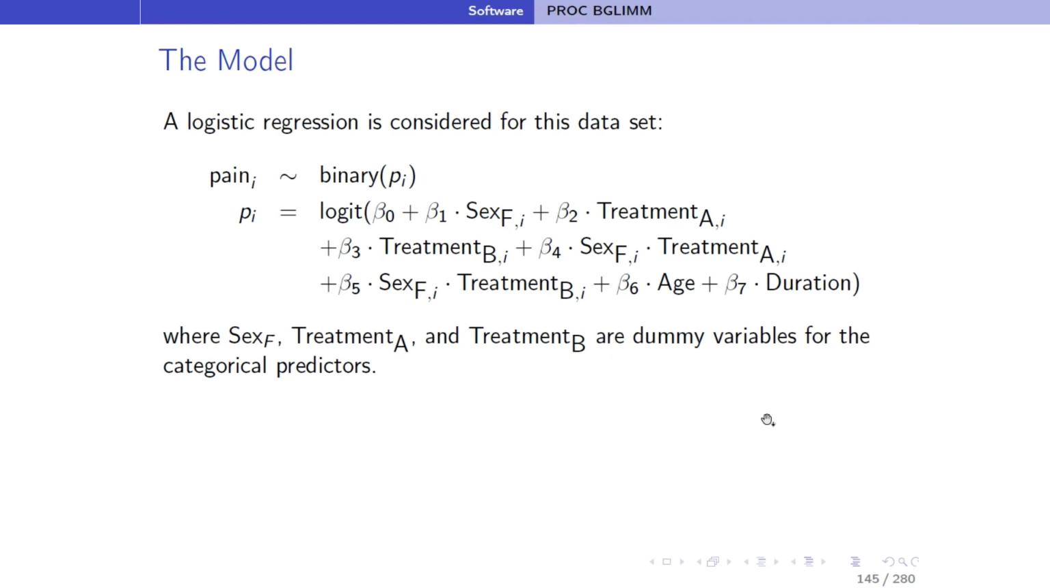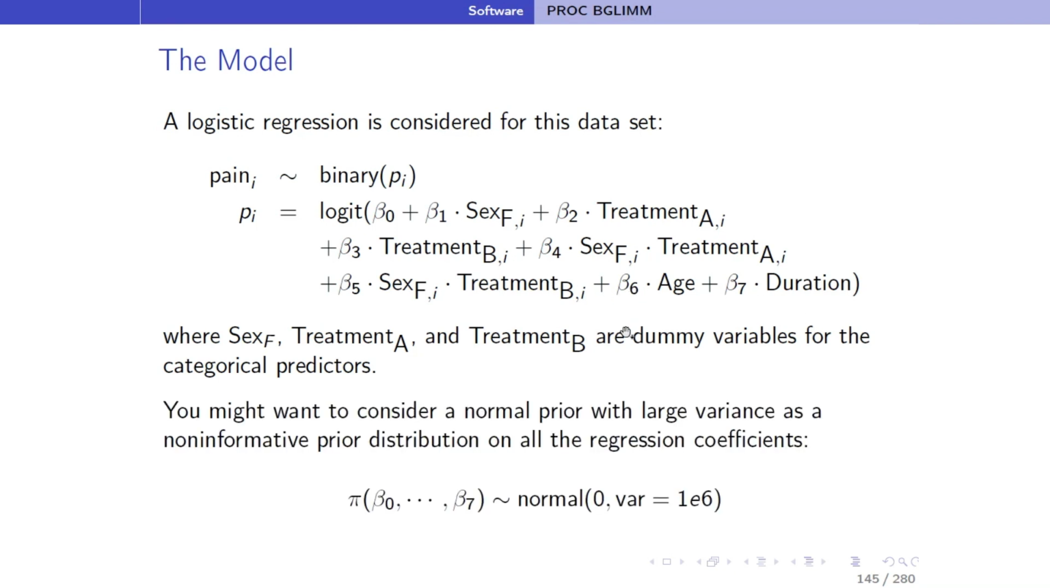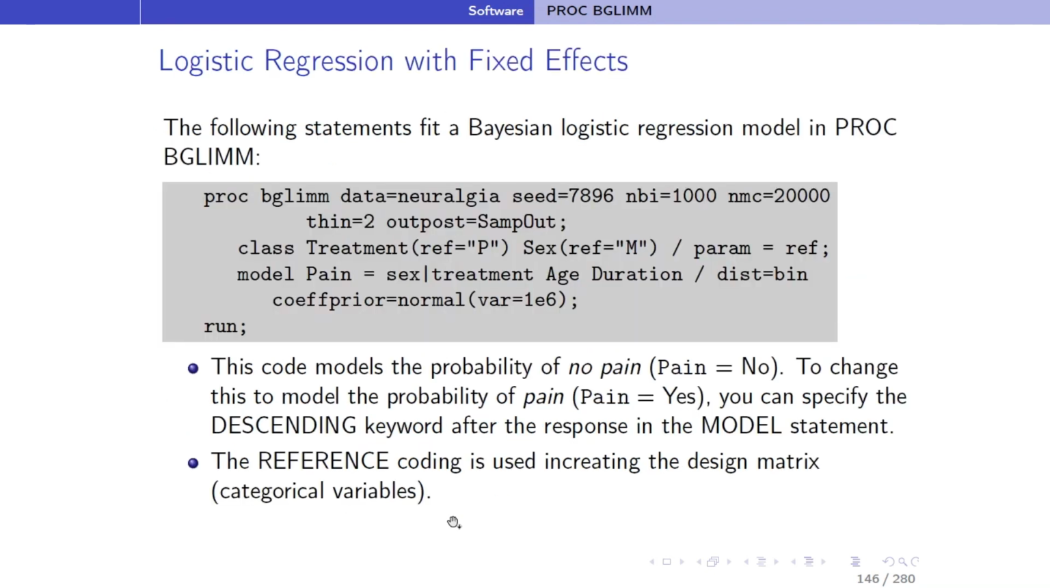The logistic regression is considered to be a simple logit link between gender, treatment, and the interaction between the two, plus age and duration. There are dummy variables for all categorical predictors. And we're going to consider a normal prior with large variance as a non-informative prior on all regression coefficients, so the beta 0 to beta 7 parameters.